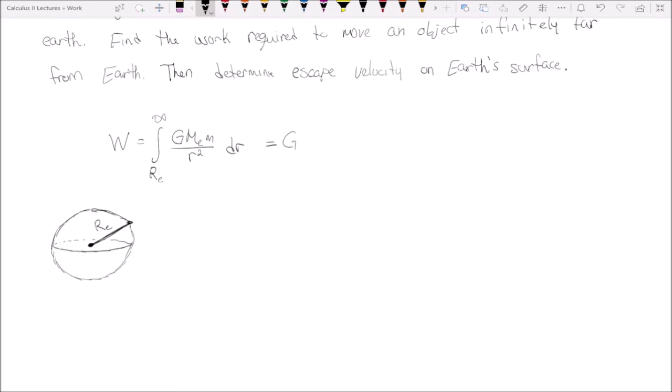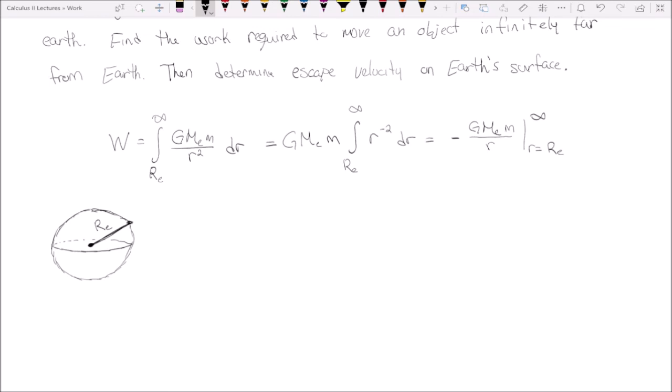Well, G is a constant. It's the universal gravitational constant. The mass of the Earth is a constant. The mass of our object is constant. So this is what we're left with. This will give us negative G m_e m all over r, where r goes from the radius of the Earth to infinity.